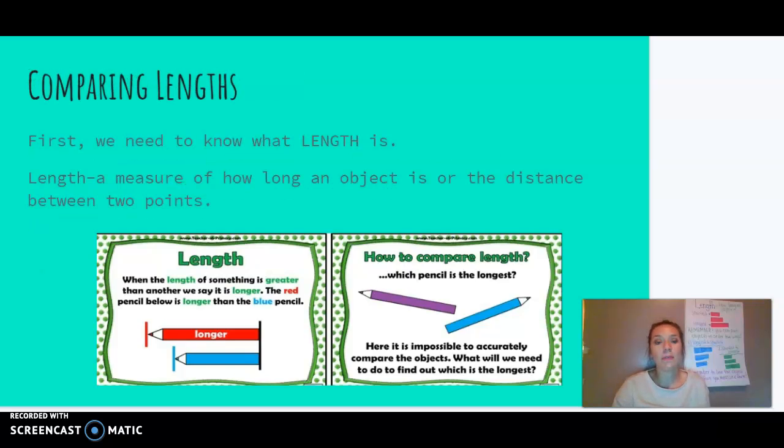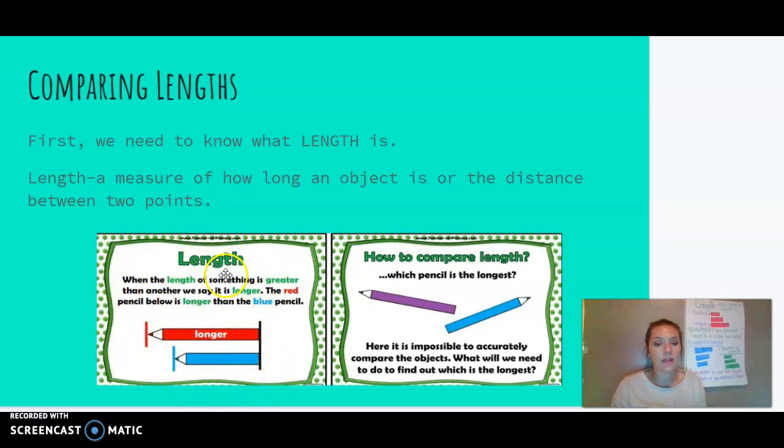First, I'm going to talk about comparing lengths. Now, we need to know what length is, and I have this handy little chart here beside of me that also details what length is. So the official definition of length is a measure of how long an object is or the distance between 2 points. And if you look on our presentation here, I have two pictures.